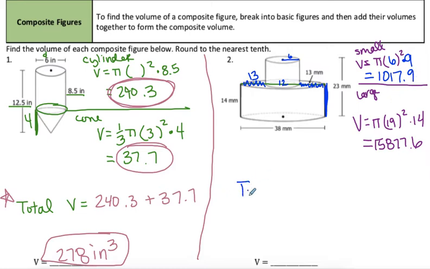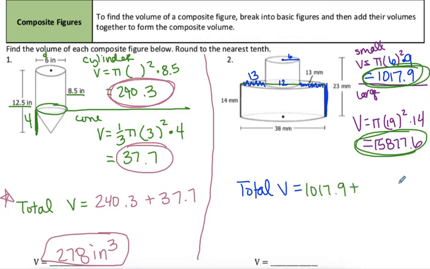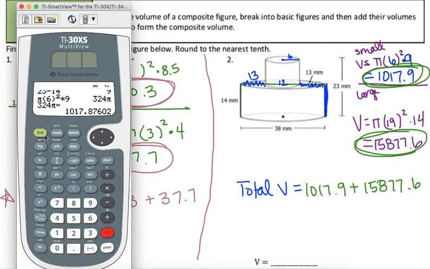My total volume will equal this value added together to this value. So I'm going to take my small cylinder and add it to the large cylinder to get the total volume for this entire kind of cake-looking object. So my calculator, I have the 1017.9 plus the 15,877.6. Well, that makes sense that this one's so much bigger, it looks bigger.